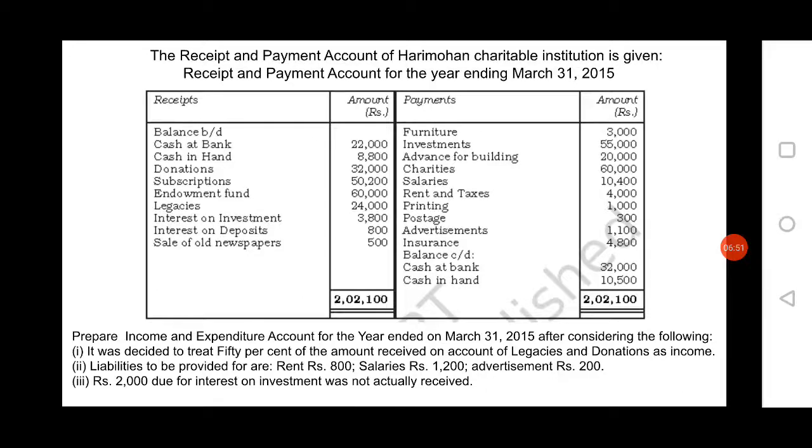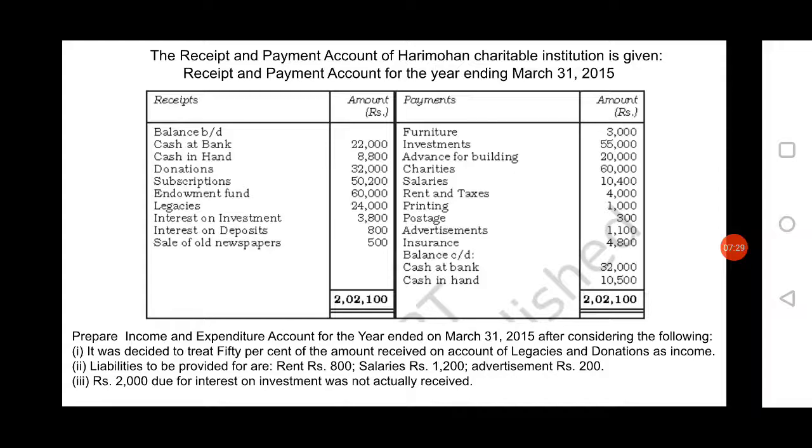The next item, after subscription in the question, they have given endowment fund, that is 60,000. Endowment fund is always a capital receipt, non-recurring. It is used for some specific purpose. Therefore it comes in the balance sheet. It will not appear in the income and expenditure account. Legacies already recorded, only 50% is considered as income because they have given in the first adjustment. It is already recorded.